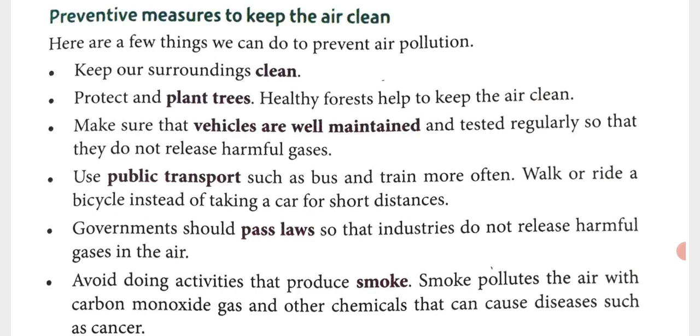Now what can we do to keep the air clean? First, clean our surroundings. Plant trees. Healthy forests help to maintain clean air. If you have vehicles, maintain them well, test them regularly. Public transport should be used more often. If you are going somewhere nearby, walk. Don't use vehicles. Don't use the car. If the place is nearby, walk.